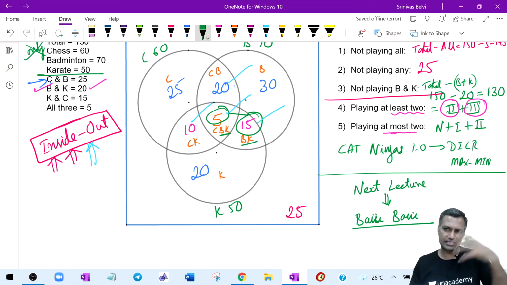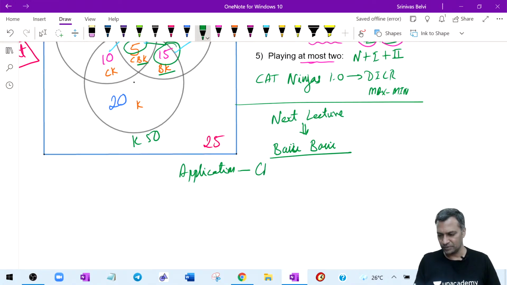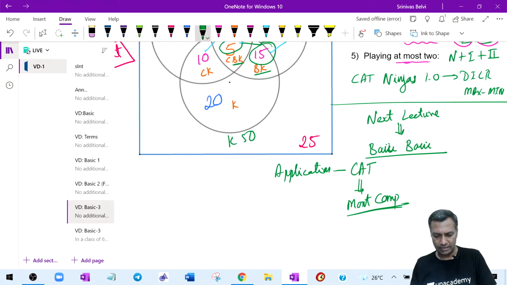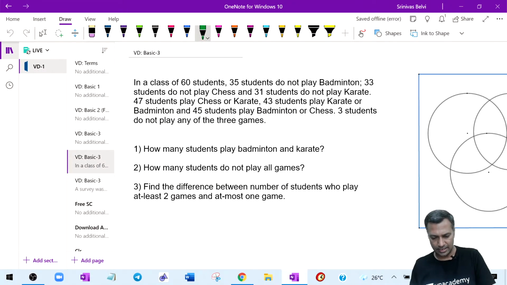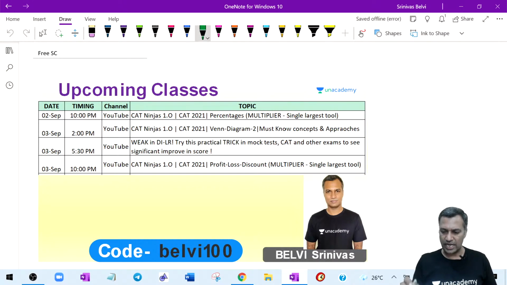From the next lecture onwards, we will clearly illustrate the applications. We will start with the simple questions which came in CAT, and by the time we finish another 2 or 3 lectures, we'll go to the most complicated questions which appeared in CAT. That is what we do there. So I finish it here. You just want to understand what we do in other lectures. Today in the evening, I'll be talking about the multipliers.